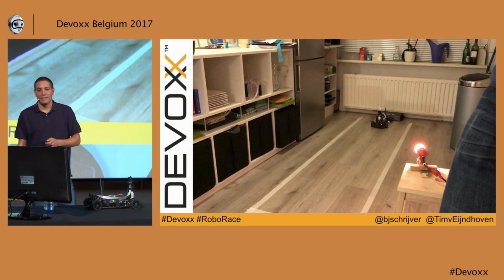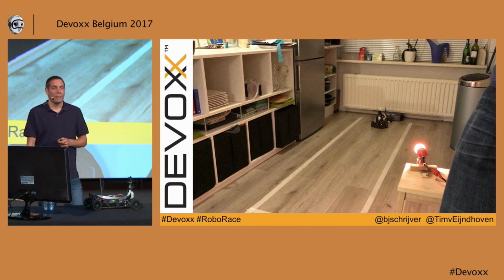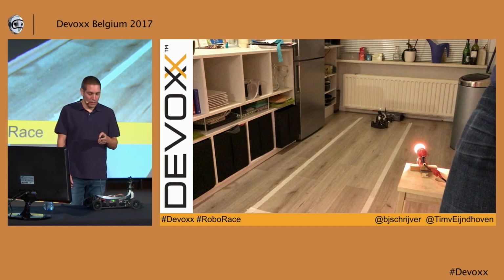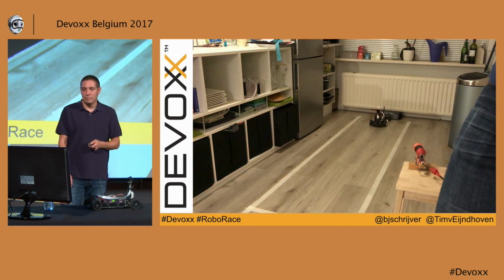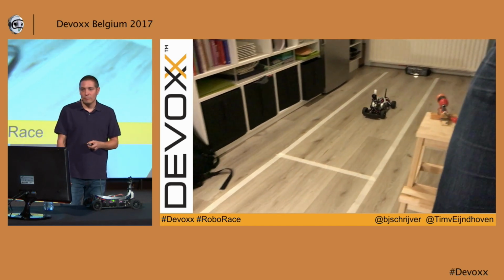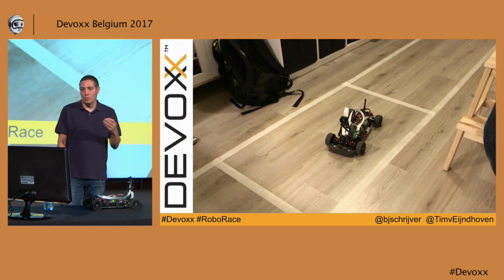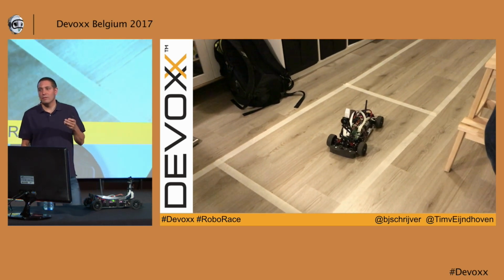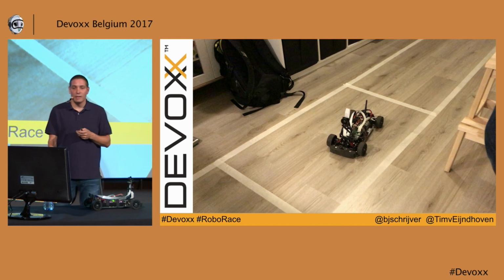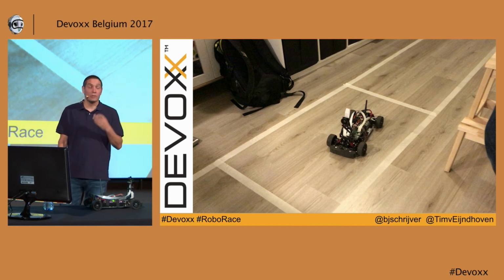Actually, it has to autonomously look at the starting light as well. So when the light dims, it should start. Let's see if this works. Here we go. This was a major success for us. Yes, definitely. It looks at the start light, then it starts driving, and then it stops in the stopping zone.